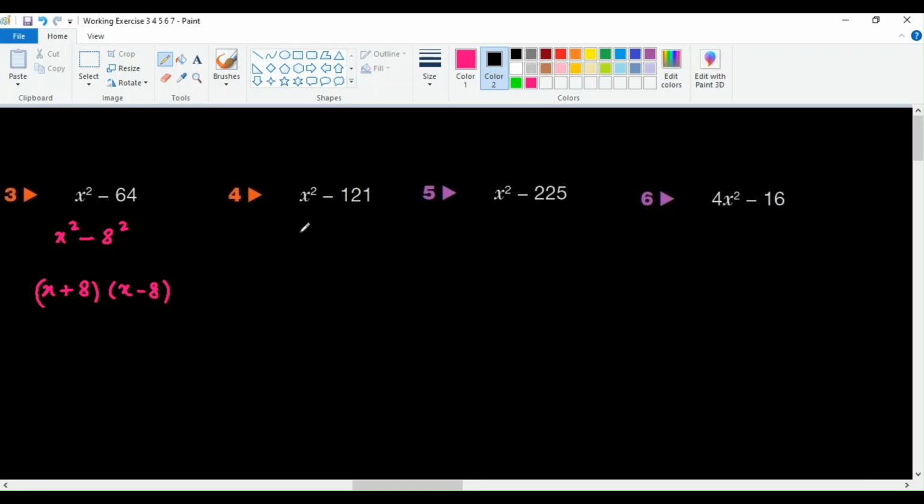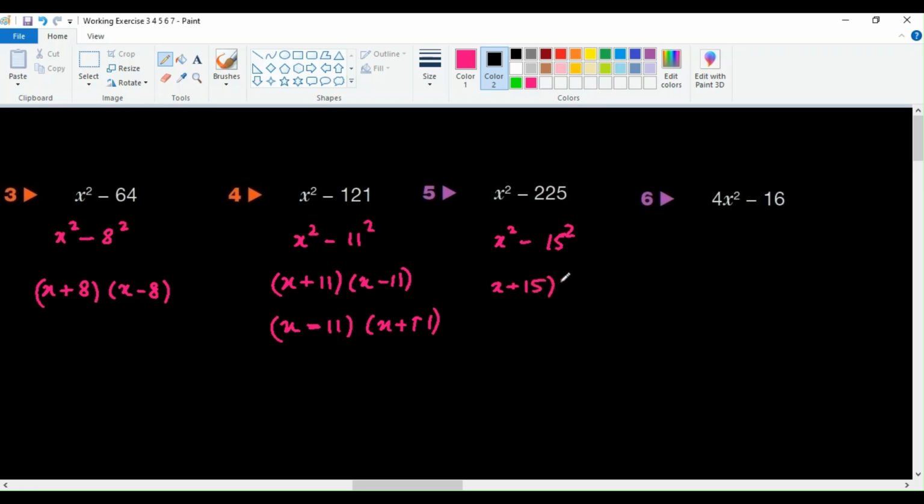When it comes to 121, it is the square of 11. You know very well. And the answer you will write is x plus 11 and x minus 11. So it does not matter if you write x minus 11 first and you write x plus 11 later. It doesn't make any difference. Both are correct. When it comes to 225, you know very well that 225 is the square of 15. So I can write this way, and this you can see is a difference of squares. So you will write x plus 15 and x minus 15, or the opposite, if you write x minus 15 and x plus 15, both are correct.